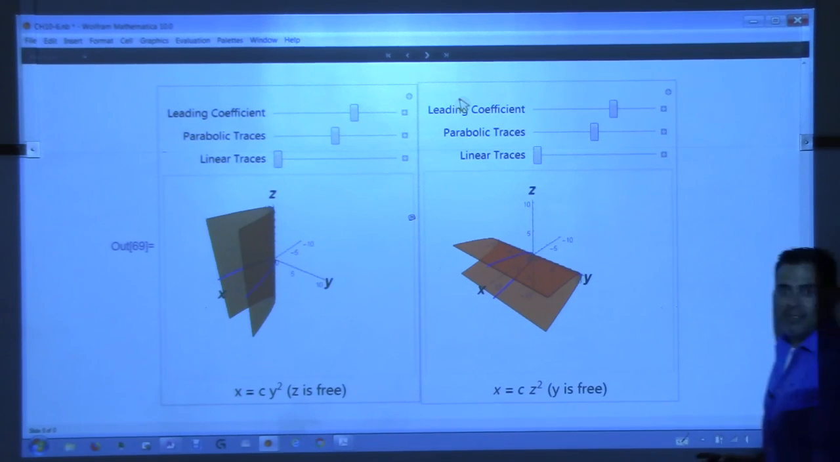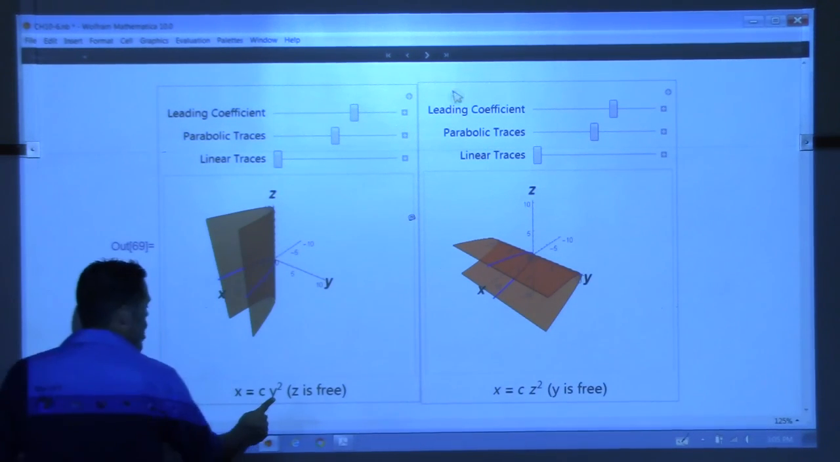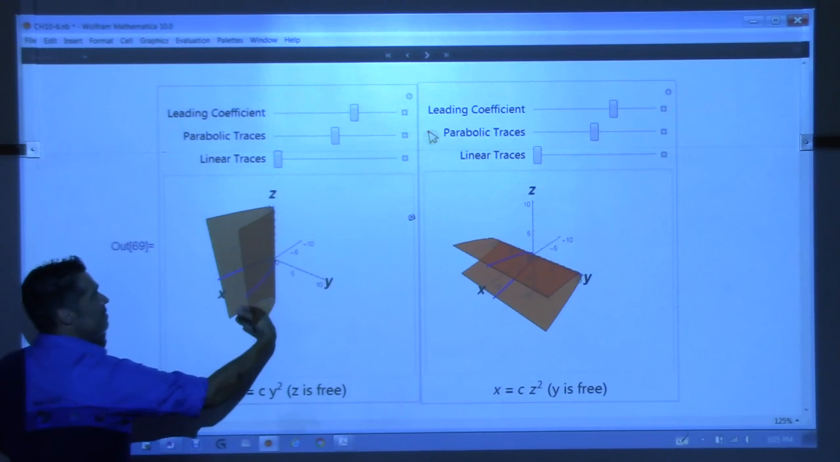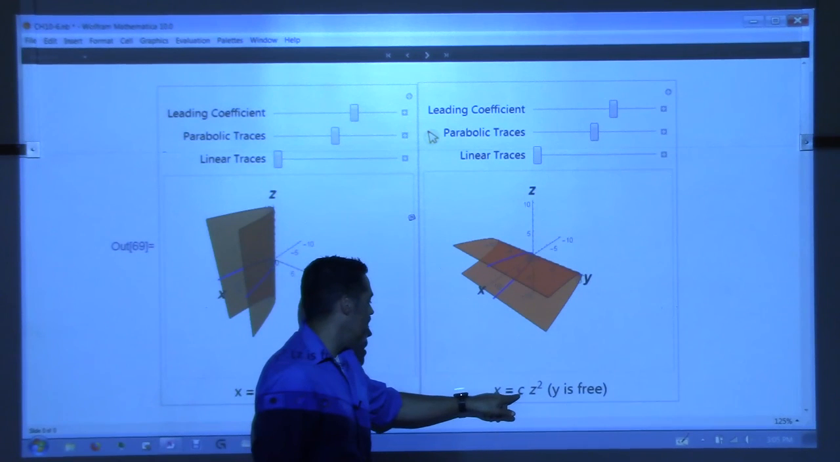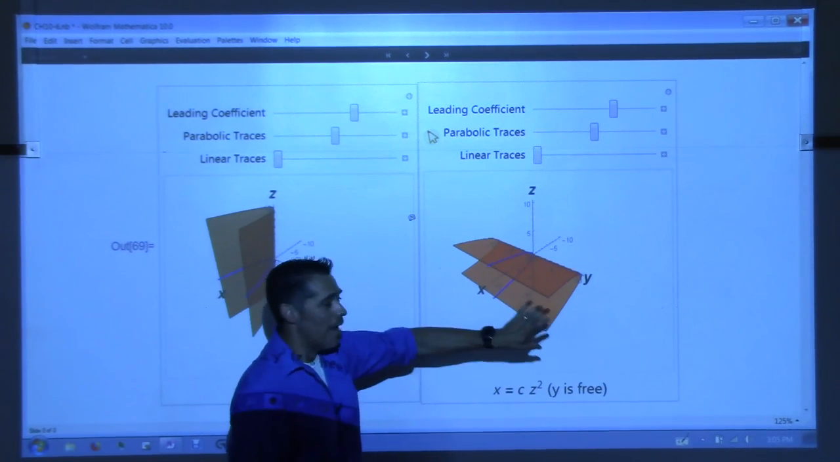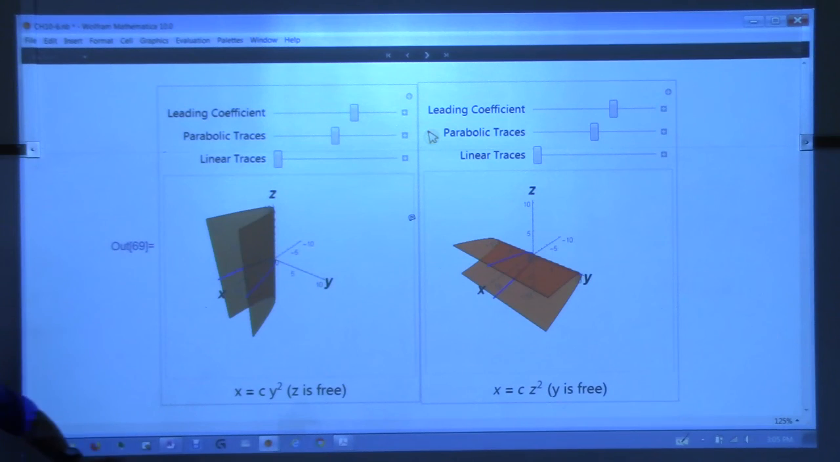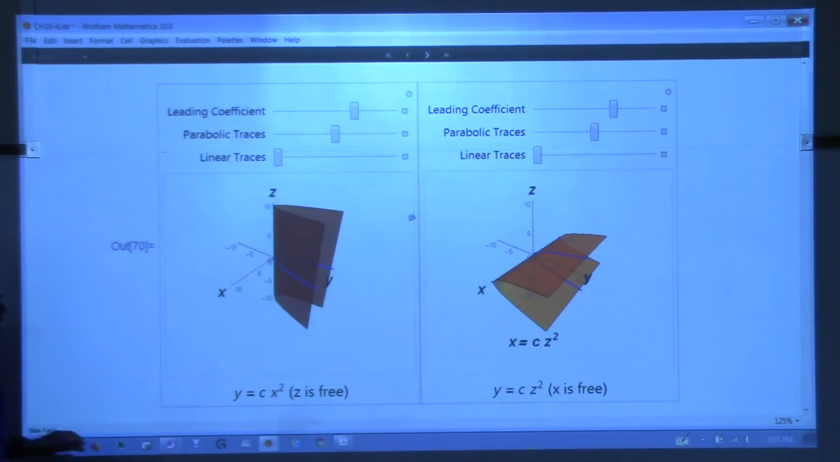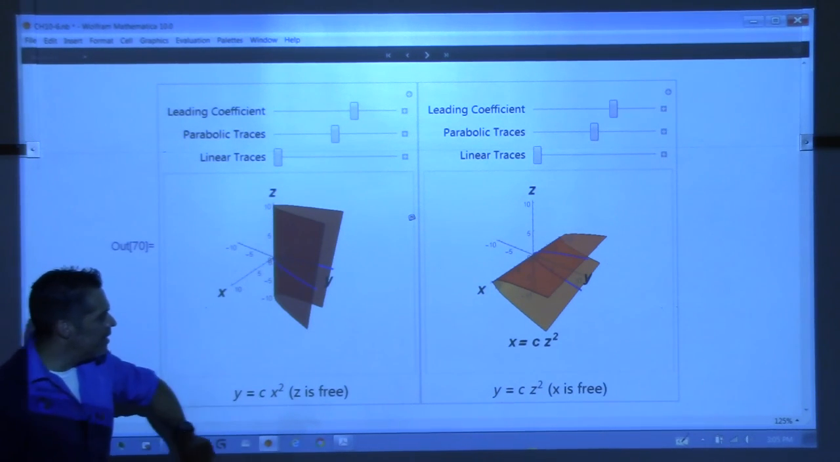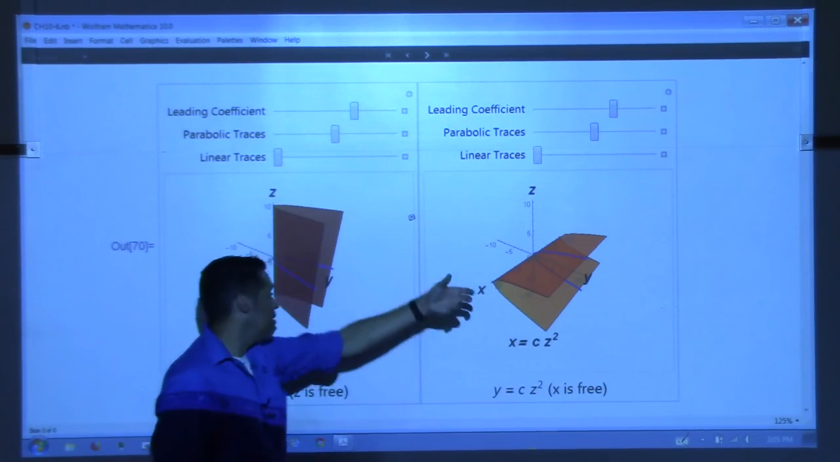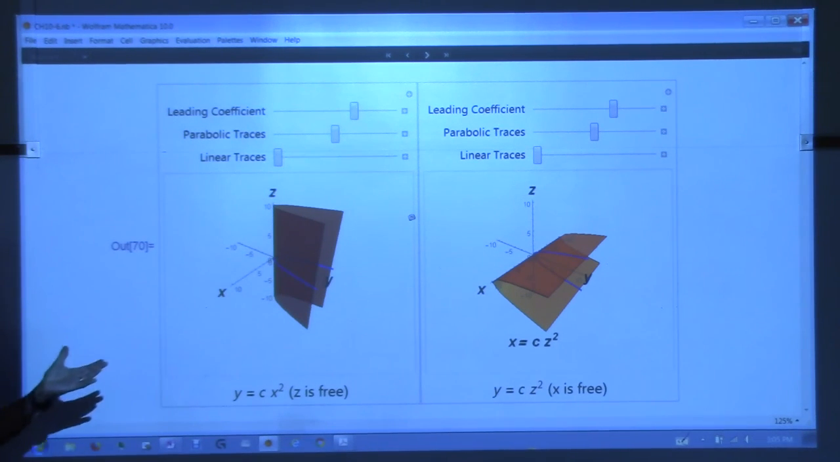How about x is equal to some constant times y squared? This time z is free. So now it's going to be like this. Or you could have x equals a constant times z squared. So y is free. It goes this way. Are there any more? Yeah, there's two more. You could have y is equal to constant x squared. This one's going to go up and down the z-axis because z is free. And then y is equal to constant z squared down the x-axis. So there's 6 different versions of parabolic cylinders that we can see.